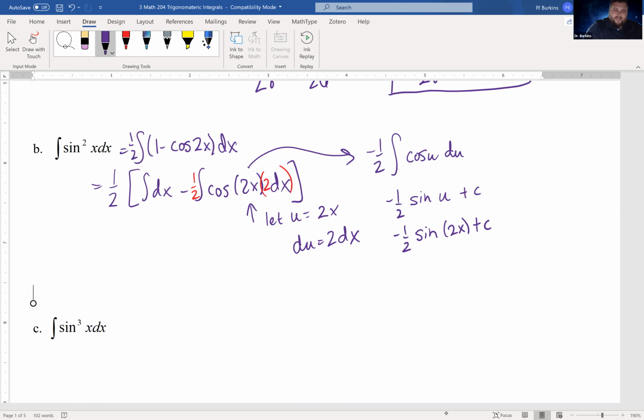And then, of course, the integral of dx is just x. So putting it all together, we have 1/2 x minus, now there's already a 1/2 there. And I guess I forgot to bring him down here.